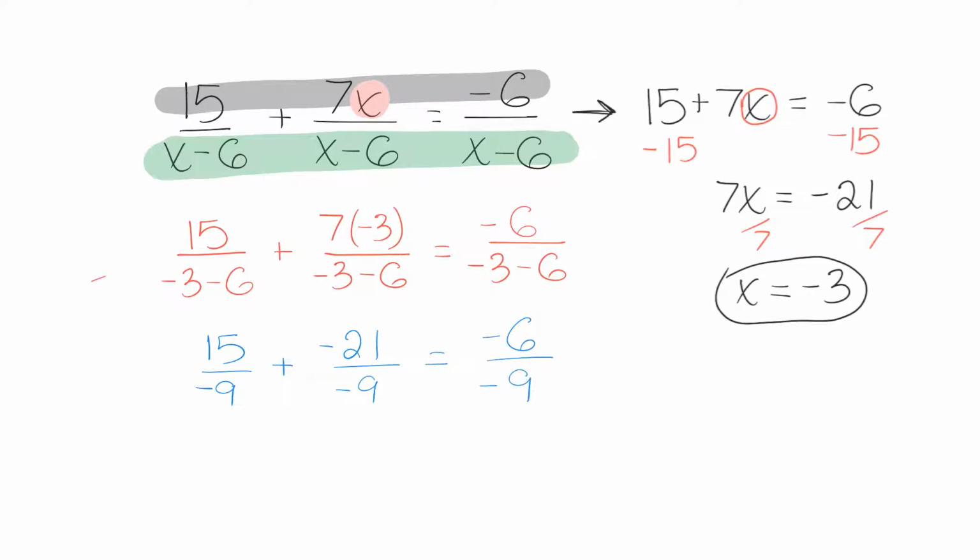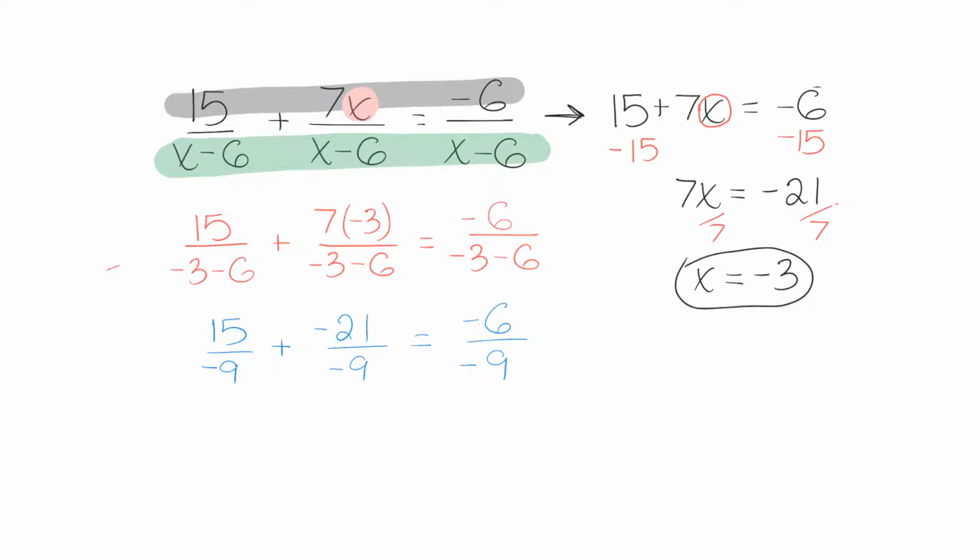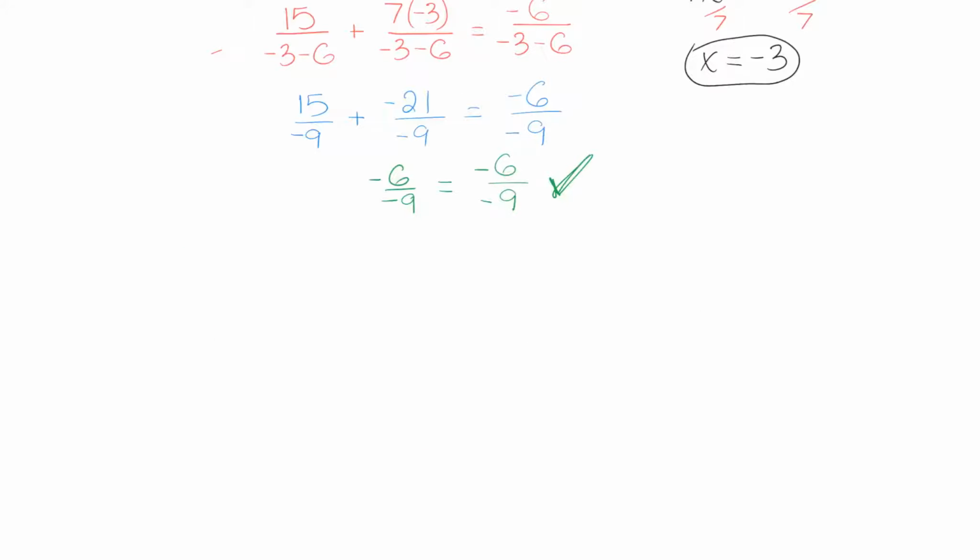Well, what we know about fractions is that when we add them, we don't actually add the denominators, we add the numerators. What is 15 minus 21? 15 minus 21 is, in fact, -6. So we have -6 over -9 equals -6 over -9. So it worked. We have proof that this strategy works. So let's go through those steps one more time.